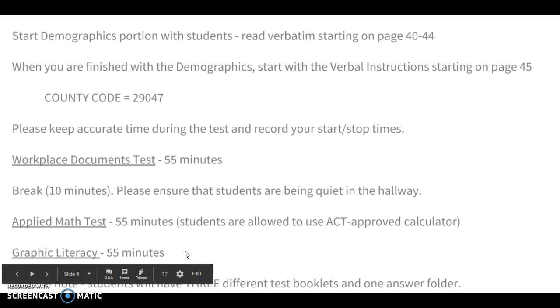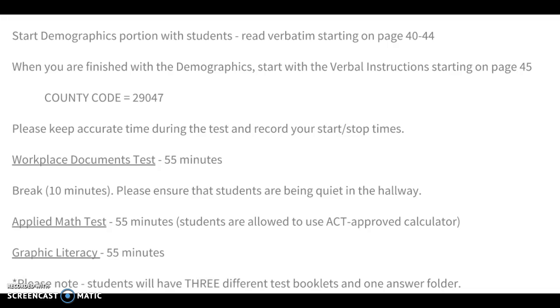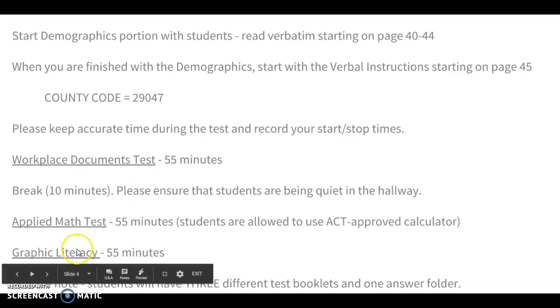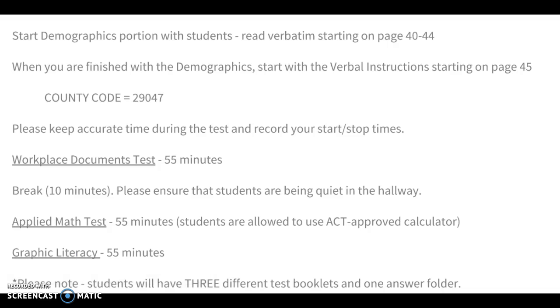One thing to note is that each test is going to be a separate test booklet, and then there's going to be one answer folder to complete for all 3 of those tests. So after they take each one of these tests, please make sure they turn in their test booklets, and they will keep their answer documents to complete for each of the 3 tests.